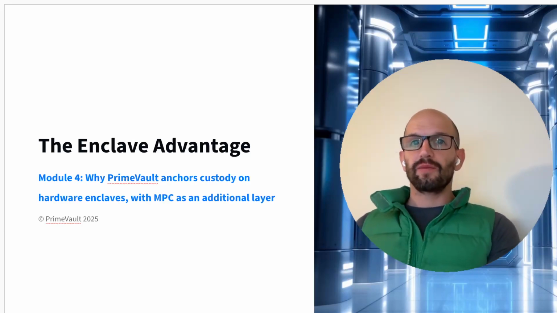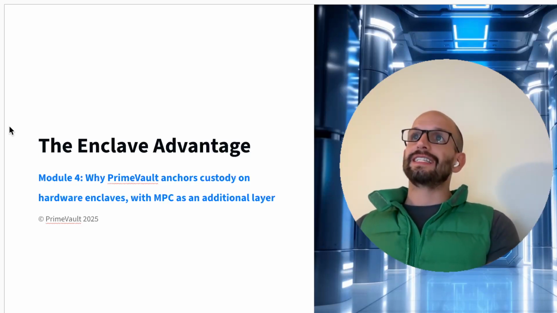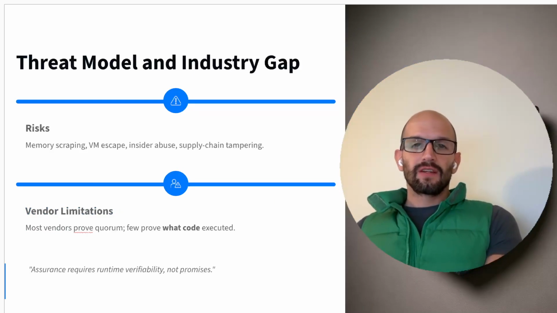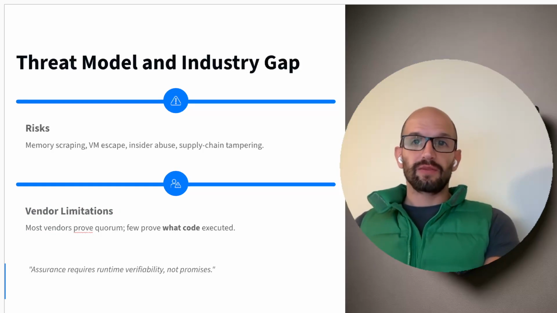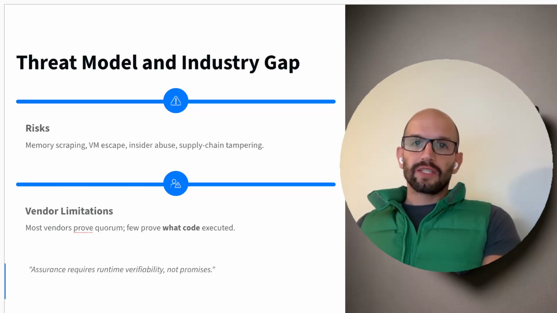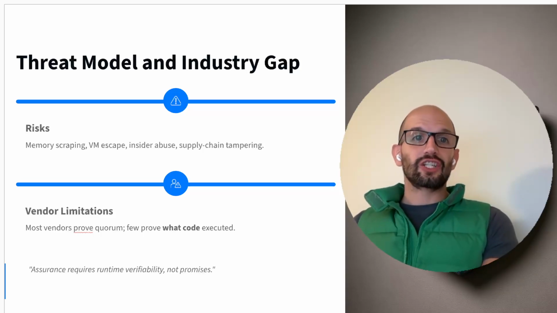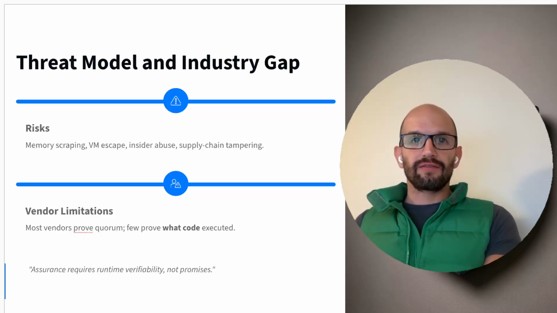In this one, we'll be talking about the main method that PrimeVault uses to secure your keys against attackers and rogue employees of PrimeVault. Recall that many of our competitors only use MPC, multi-party computation, to do this. Whereas at PrimeVault, we use another tool as our foundational layer and offer MPC as an additional layer on top of that. The main tool that we use is something called a hardware enclave.